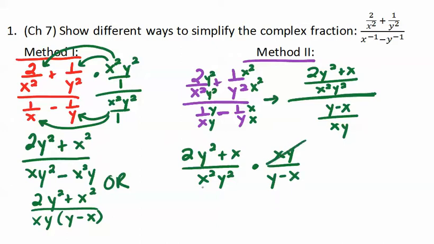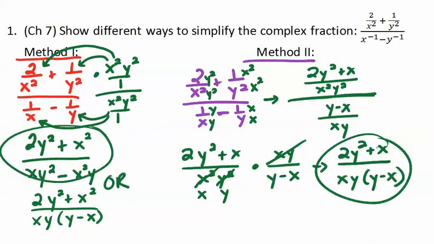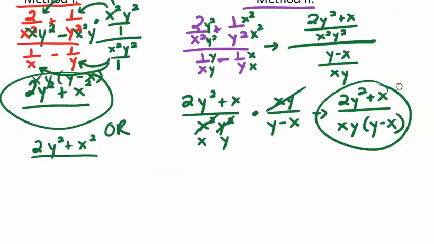And I don't think you're going to be surprised since we already did this. We're going to come up with 2y squared plus x, and our denominator is our factored form that we already saw. So this answer and this answer, of course, are exactly the same. So your choice of methods.